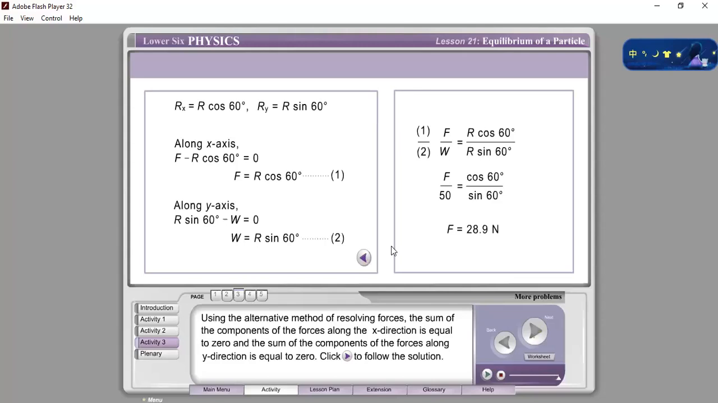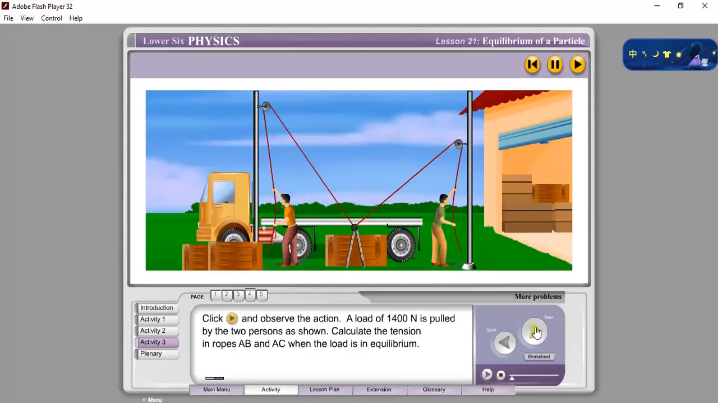So this is another method to get the forces, and both methods give the same answer. Click the play button and observe the action. A load of 1,400 newtons is pulled by two persons as shown. Calculate the tension in ropes AB and AC when the load is in equilibrium.